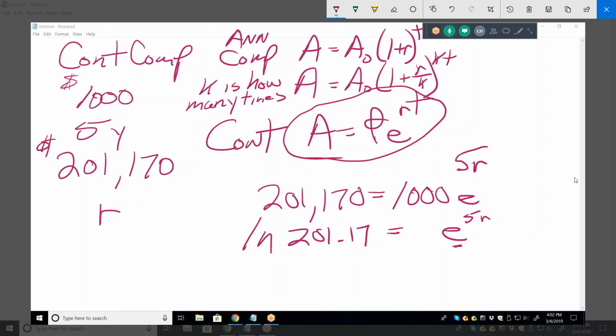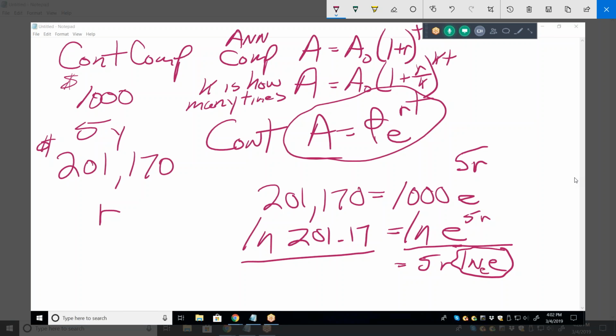So if I take the natural log of the left side, I've got to take the natural log of the right side. That is just a number. What is this? The natural log of e to the 5r power. In other words, first of all, I can move that 5r down in front, right? And the natural log of e, well, that base is e. So e to what power is equal to e?